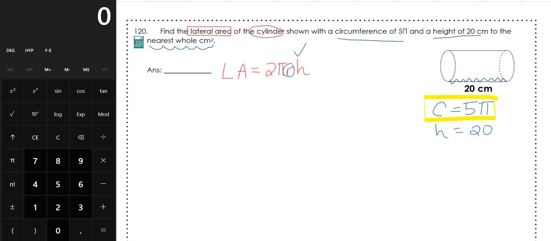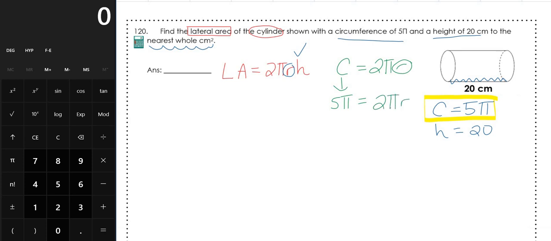Your circumference formula is equal to 2 pi r. So from the circumference formula, we can work backwards and we can solve for that radius. Let's plug in what we know so we can solve and get r. We're going to be working backwards. So circumference is 5 pi. That's what they told us. And that's equal to 2 pi r.